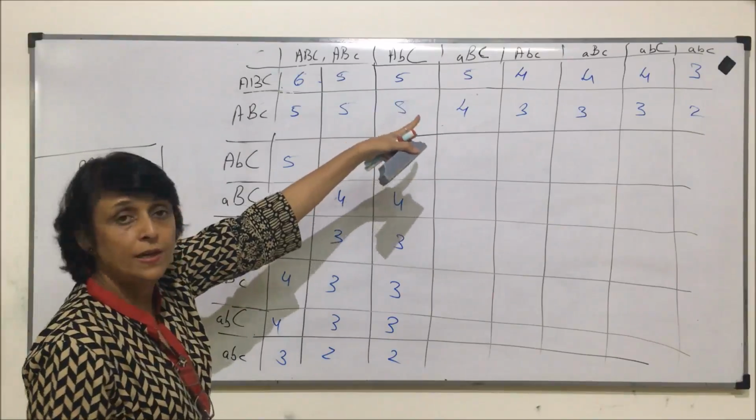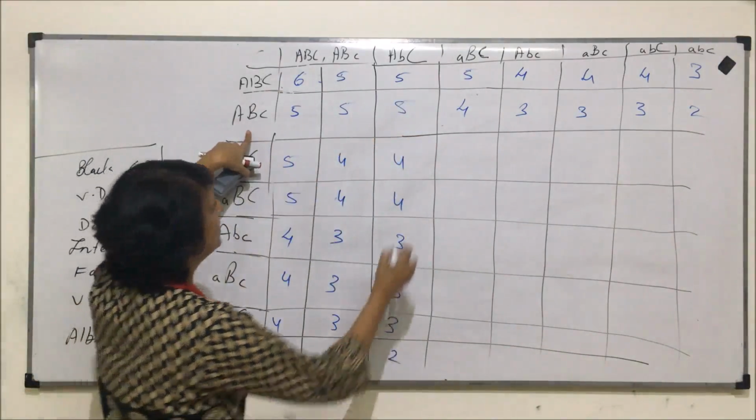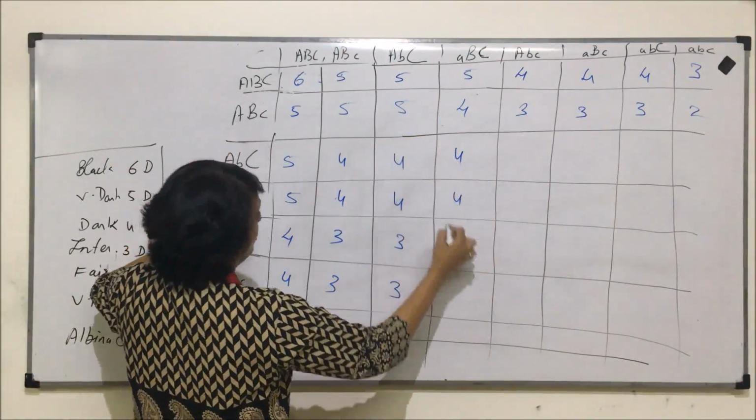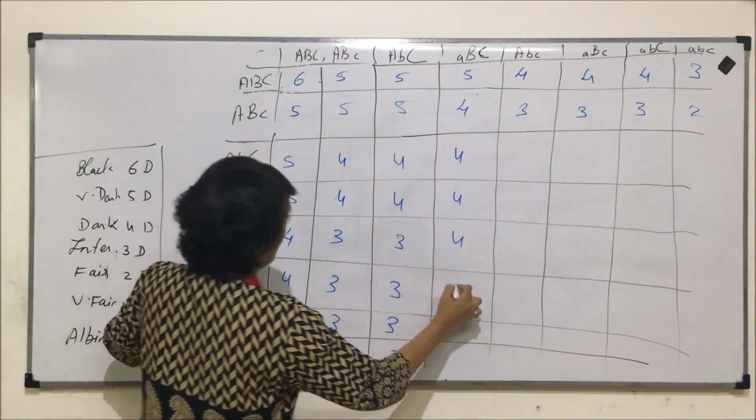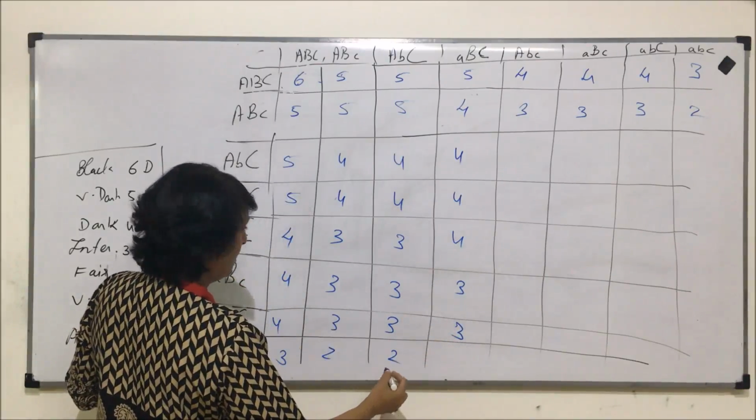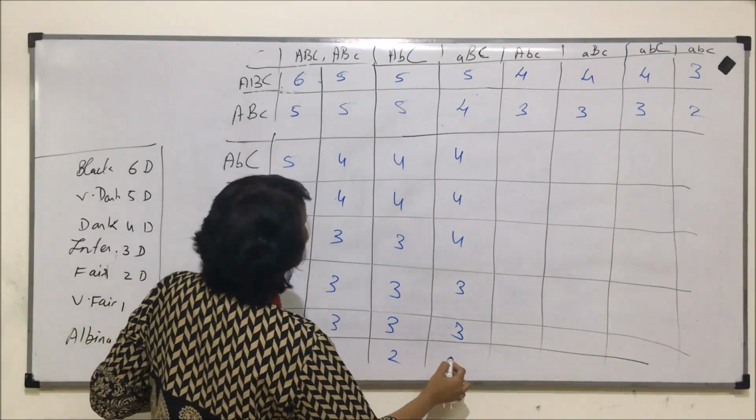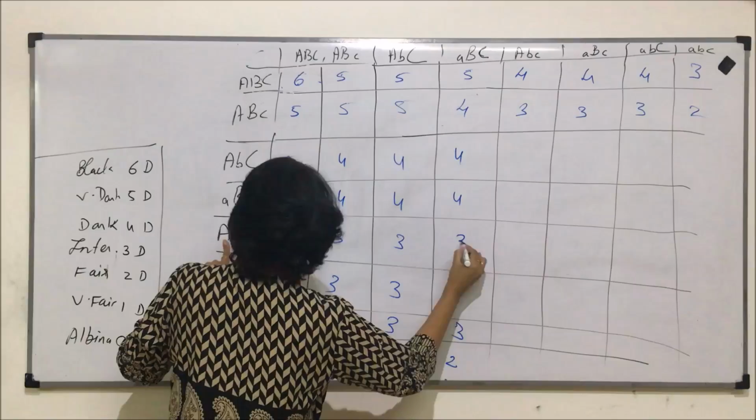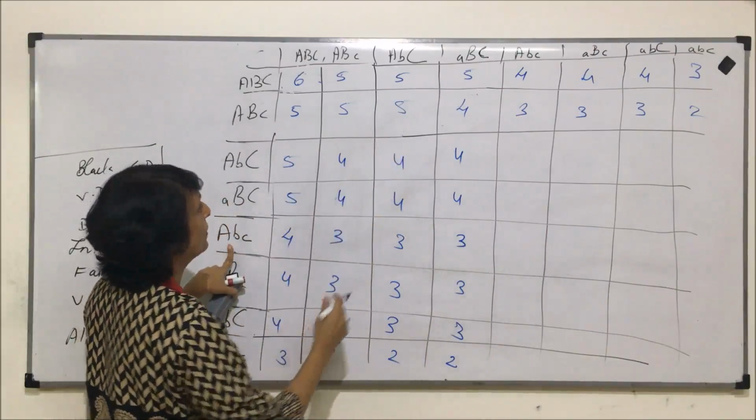Now, next one is 2 dominant. 2 dominant here, so 4. 2 and 2, 4. 2 and 1, 3. 2 and 1, 3. And here, okay, this one is only 2. Here, sorry, this should be 3 because 1 is from here and 2 from here.